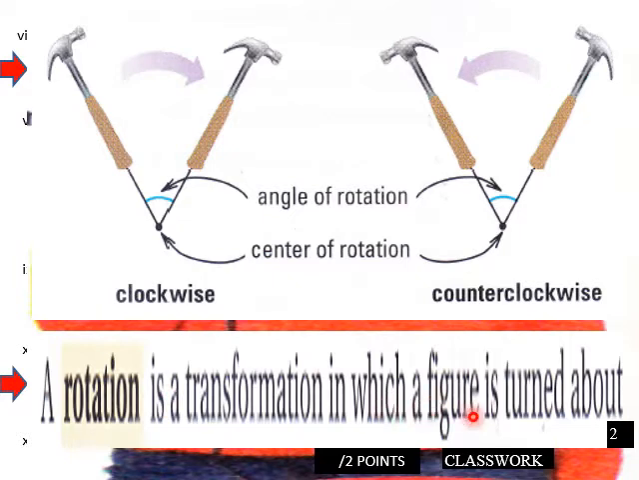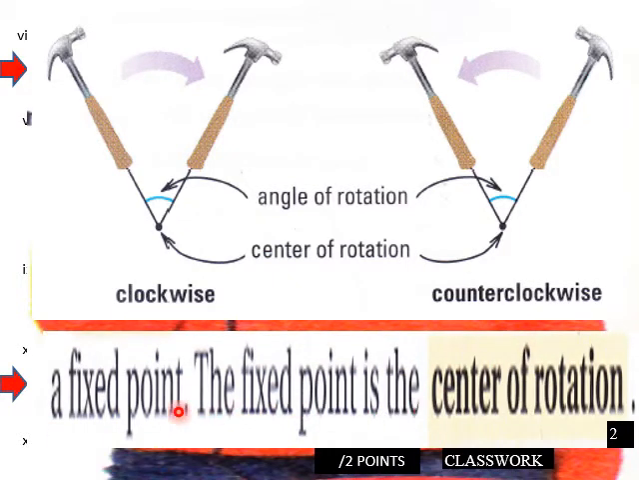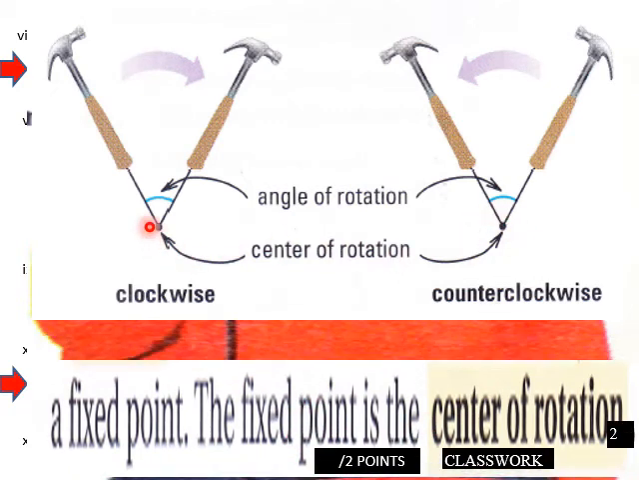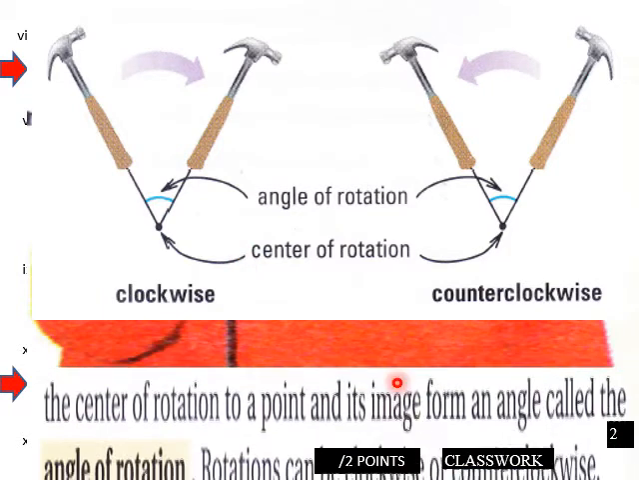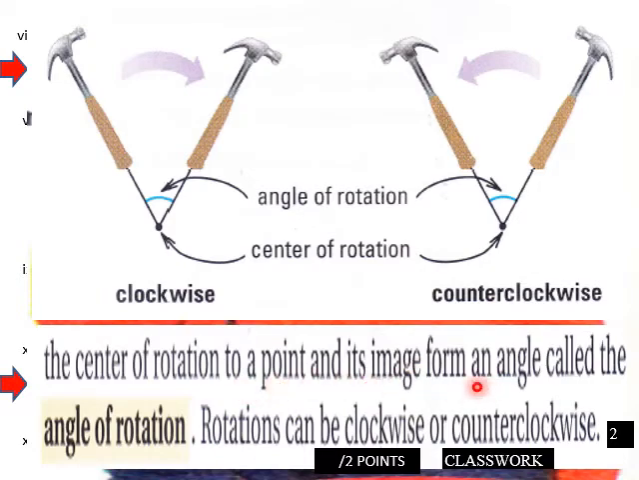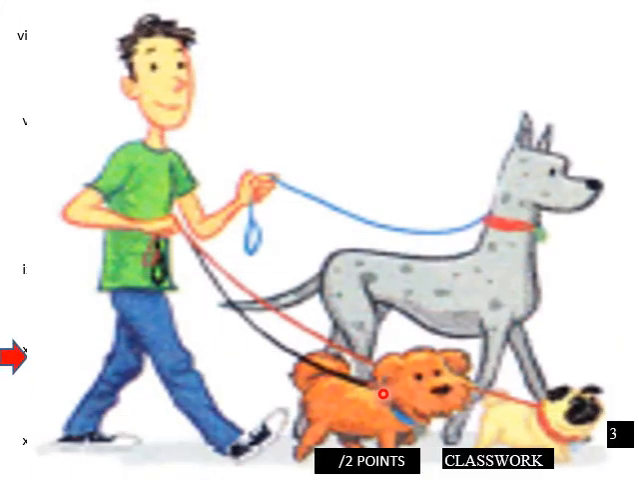A rotation is a transformation in which a figure is turned about a fixed point. The fixed point is the center of rotation. This would be the center of rotation here. The center of rotation to a point and its image form an angle called the angle of rotation. This would be the angle of rotation here. The rotations can be clockwise or counterclockwise. Okay, got that.